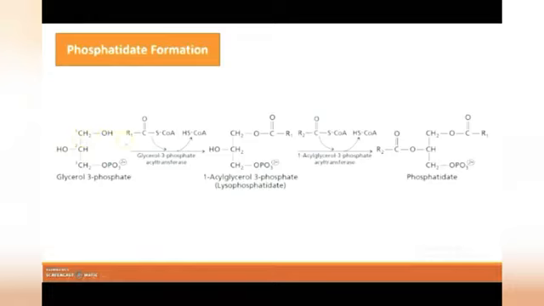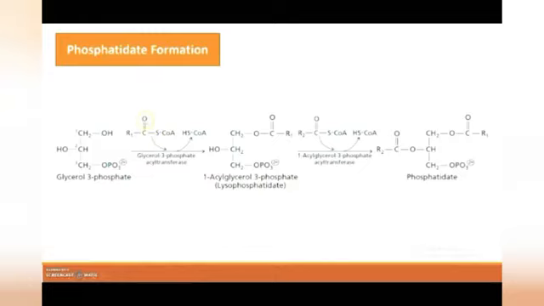In C number 1 and C number 2, the functional group is hydroxy. But if we want to make a glycerophospholipid, in C number 1 and C number 2 the functional group is ester. So, glycerol 3-phosphate acyltransferase will catalyze the esterification in C number 1 to form 1-acylglycerol 3-phosphate.